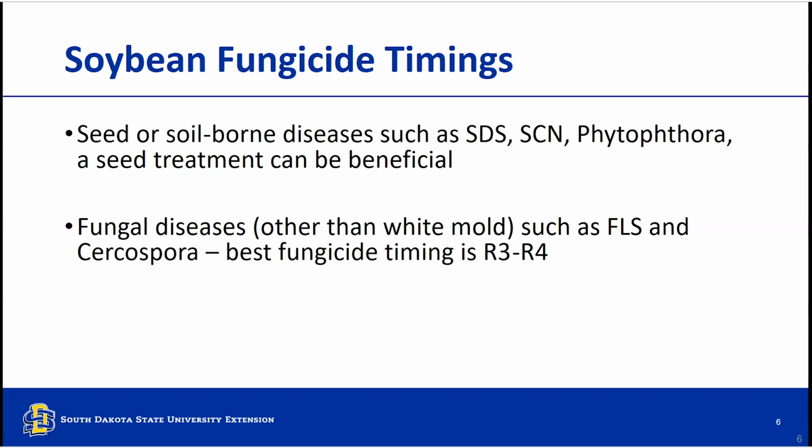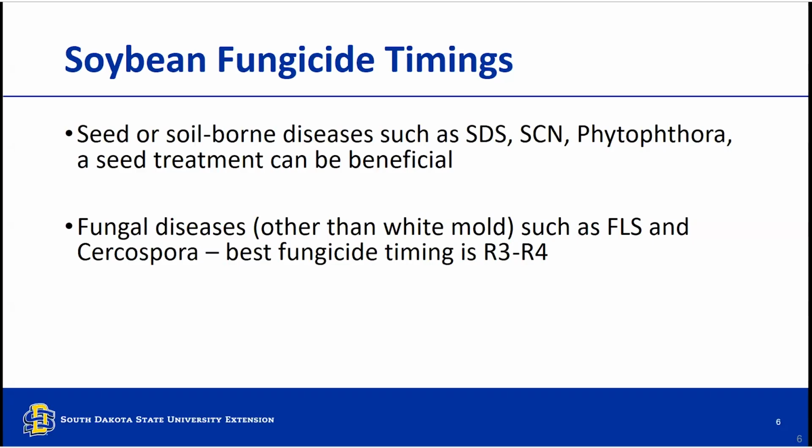When looking at the timing for diseases such as frogeye leaf spot or Cercospora, meaning any of the fungal diseases that are not white mold, the best time is R3 to R4. R3 is the beginning seed timing, or the beginning pod timing. R4 is the full pod time frame. So that's the sweet spot for fungal diseases that are not white mold.